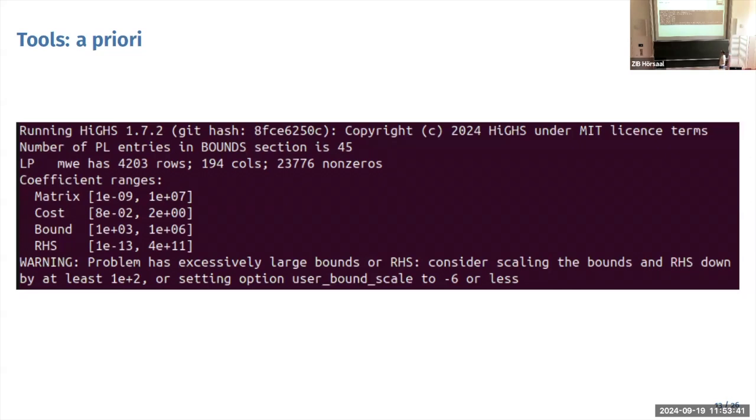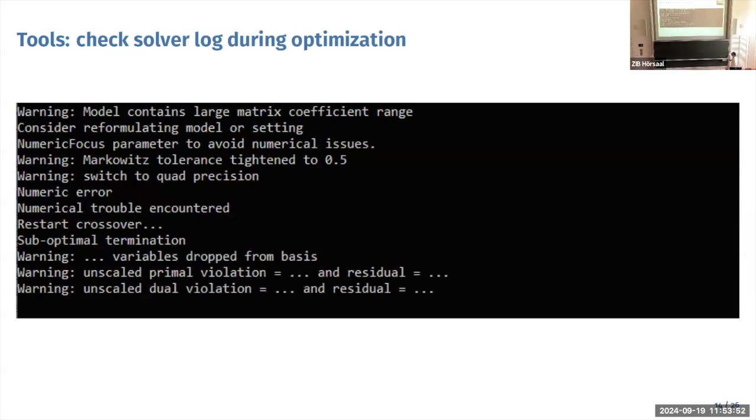Yeah. So this is what can be analyzed already before the solution process starts. But also during the solution process, the log can be very informative. So this is a sample log that you could get from Gurobi, for instance, where it tells you that I've increased some tolerances or tightened some tolerances here for LP solving. Oh, I'm switching to quad precision, trouble encountered, restart. And then it actually tells you that it's having trouble.